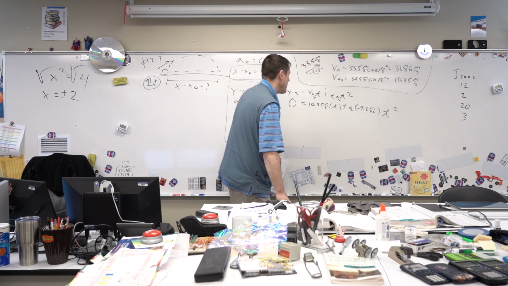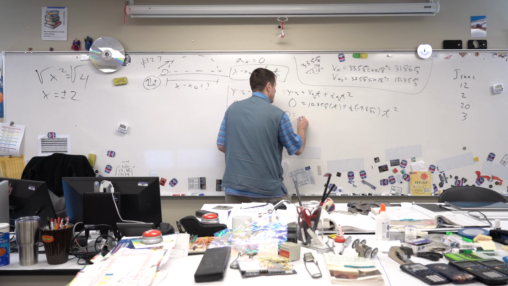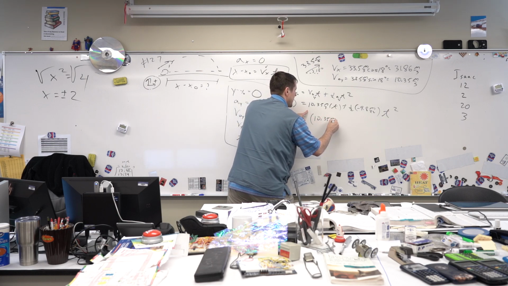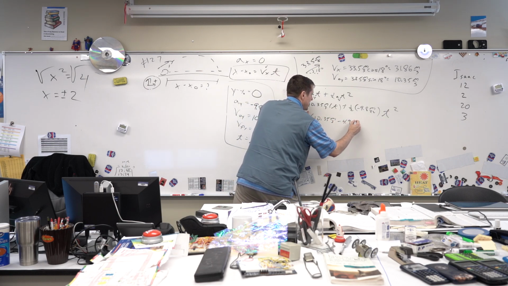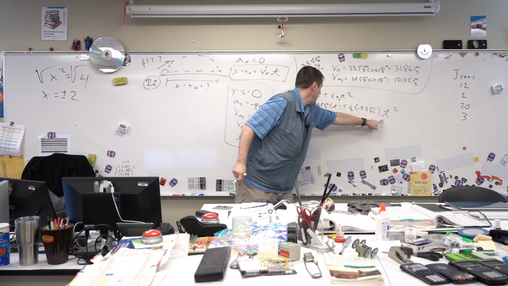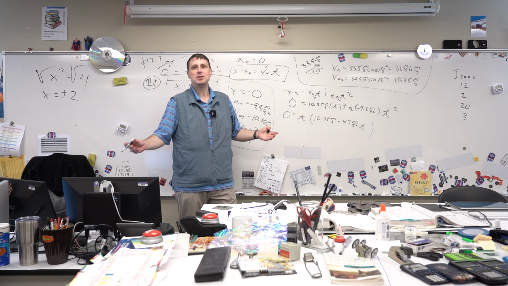t squared, right? And then I'm going to factor out a t. So I'll get t times 10.35 meters per second minus 4.9 t, because I had a t squared here and here I had a t. And now we've got 2 solutions.